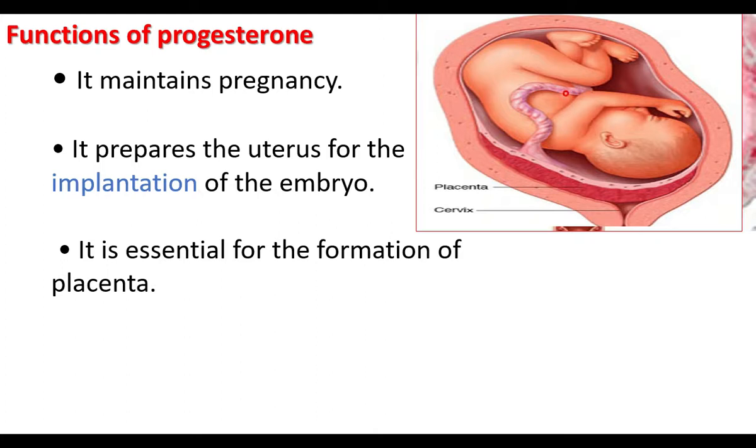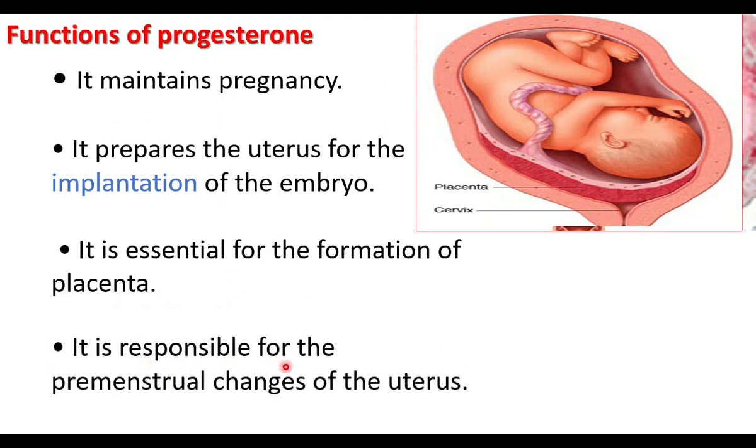Placenta formation is due to progesterone, so it is involved in the implantation of the embryo and placenta formation, so it maintains pregnancy. It is also responsible for the premenstrual changes of the uterus. Changes of the uterus before the menstruation are also due to the hormone progesterone.